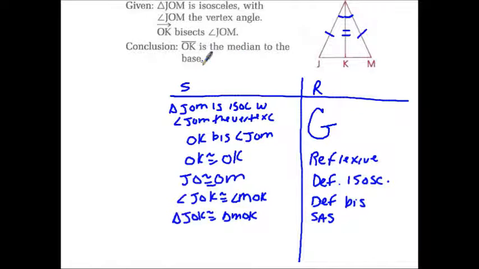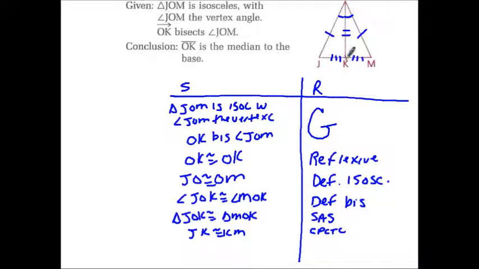Well, in order to say it's a median, we have to know that it's being bisected. Now, it is being bisected. We know that because of CPCTC. We know that side JK, a full side of my left triangle, is congruent to KM, a full side of my right triangle. That's my CPCTC step. Tossing in those markings, and now I see that I have a median.